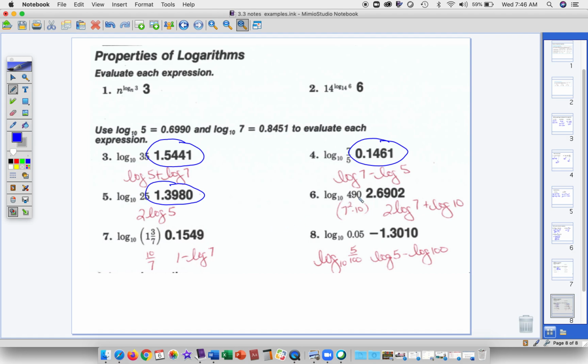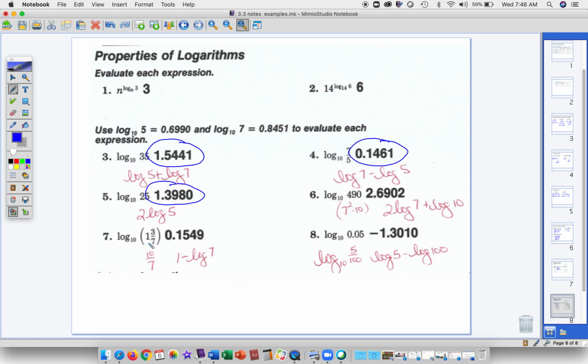The 490, think of it as 49 times 10, 49 is 7 squared. So I rewrote the 490 as 7 squared times 10. So that's 2 log 7 plus log of 10. And the log of 10 is just 1. So it's 2 times this decimal plus 1.